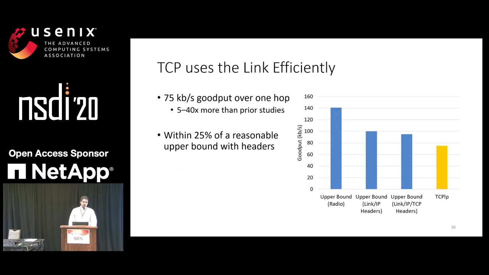So as I mentioned earlier on, we're able to use a link efficiently. Our TCP implementation achieves a significantly higher goodput than much of the prior work in this space. And furthermore, you can compute an upper bound on the achievable goodput. So you can look at the overheads within the radio and the link layer itself. Then you can add on the overheads due to headers, TCP ACKs, and so on. And we're able to achieve within 25% of a theoretical upper bound calculated that way.